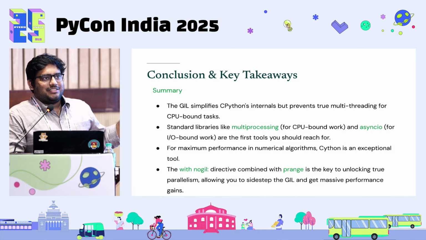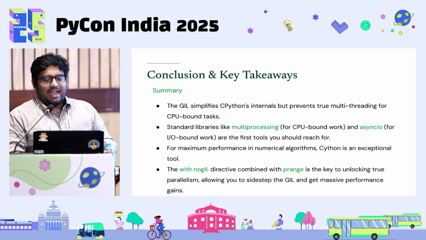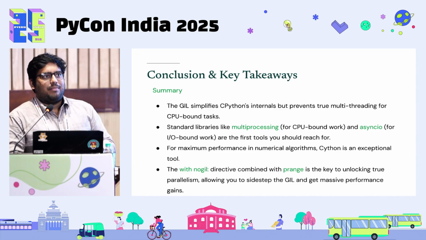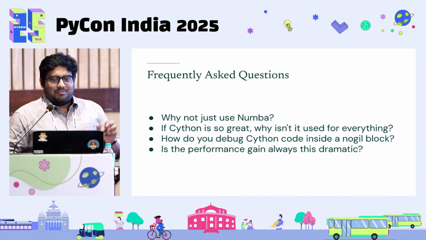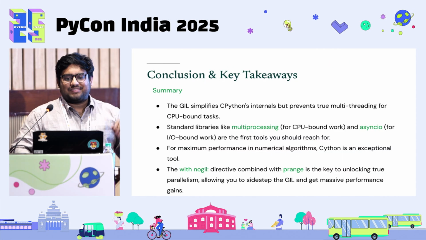And the nogil directive, which releases the GIL, and the prange function are the key to unlocking maximum parallelism, which allows you to sidestep the GIL. There were some more slides, but I think we're done with the time.